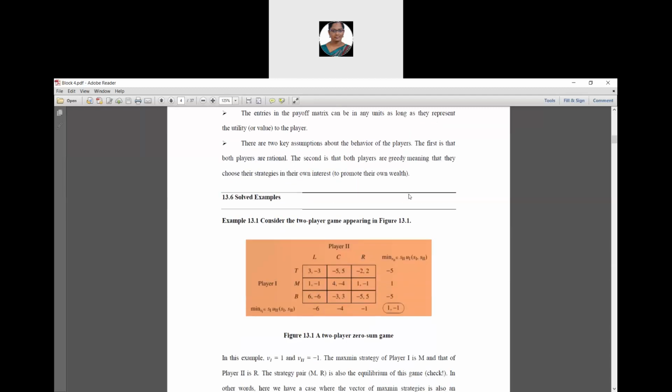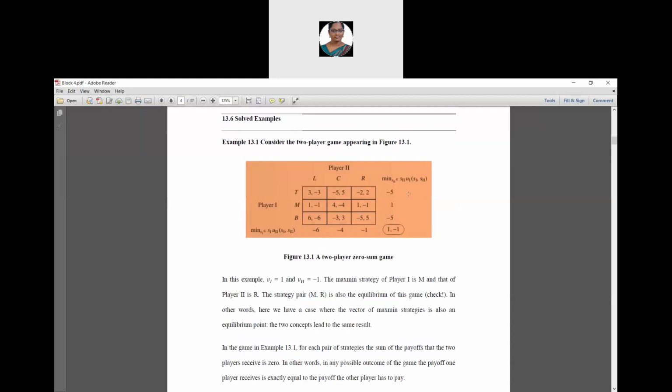Next, moving on to the solved problems. Example 13.1. Consider the two-player game appearing in figure 13.1. They have given some values. A two-player zero-sum game has been given. We have to find the value of the game.